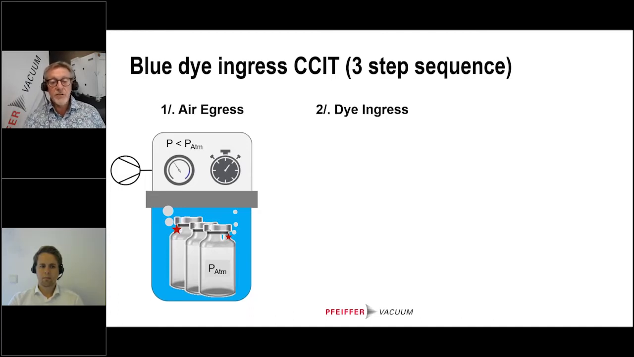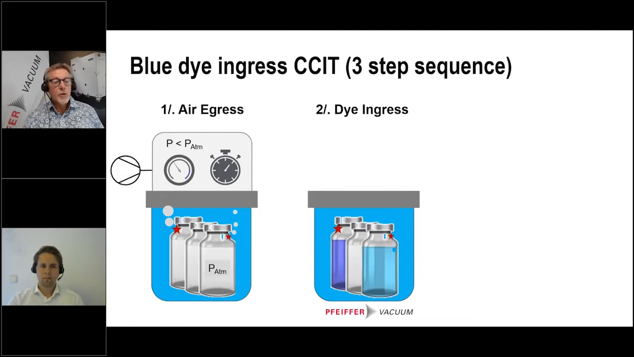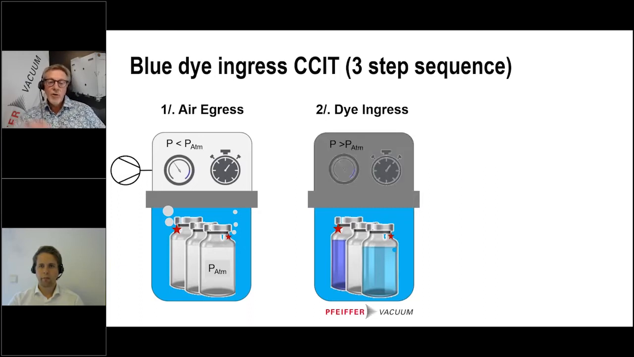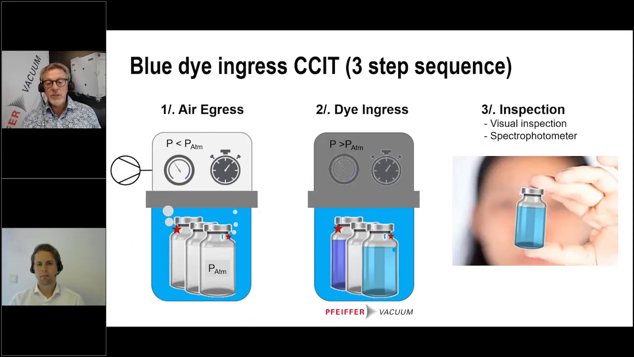Then the second step is a dye ingress sequence. So you recover atmospheric pressure above your liquids, and you leave your product inside the blue bath during 30 minutes, a few minutes, or 1 hour. And if you want to improve the sensitivity of the blue dye, sometimes you can play with overpressure in order to push the blue dye inside the defect and get a higher sensitivity. And finally, the third step is the inspection, which is performed by an operator. In most cases, it's a visual inspection, but sometimes this can be performed by a spectrophotometer.